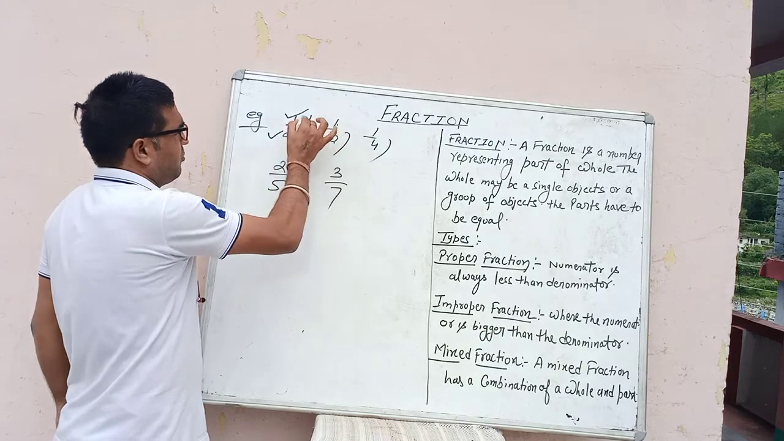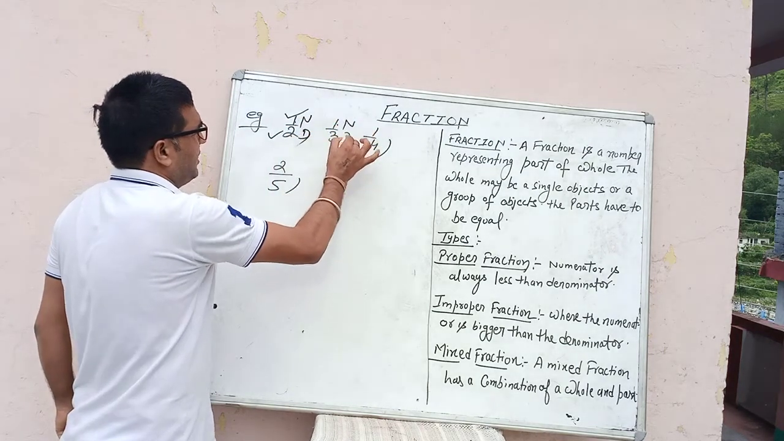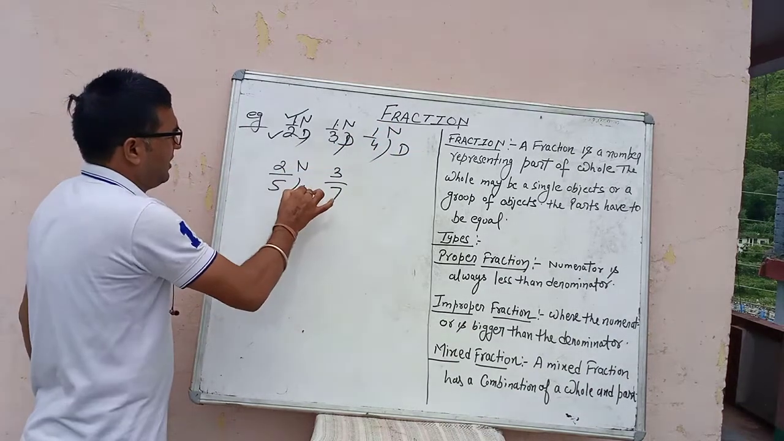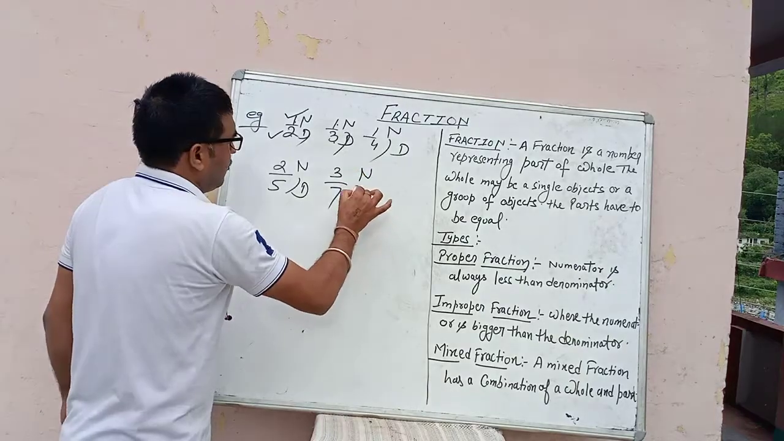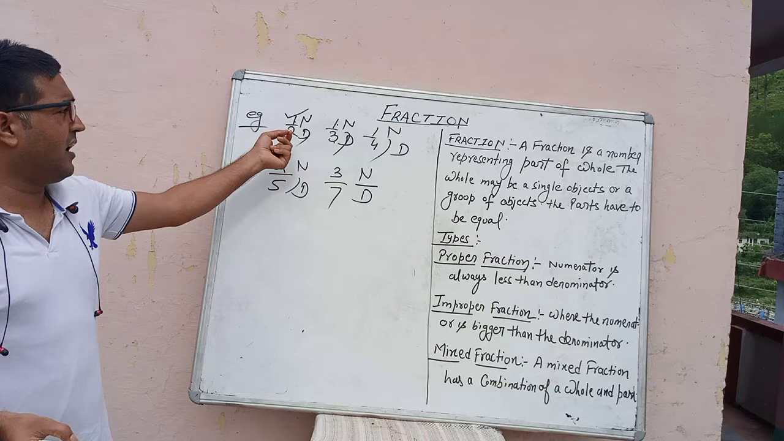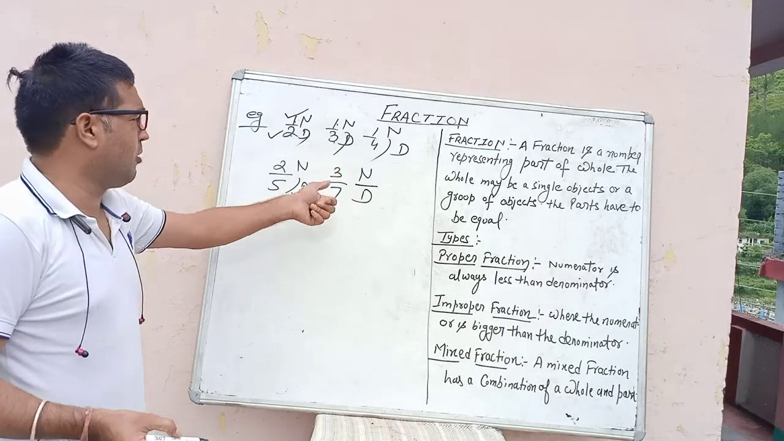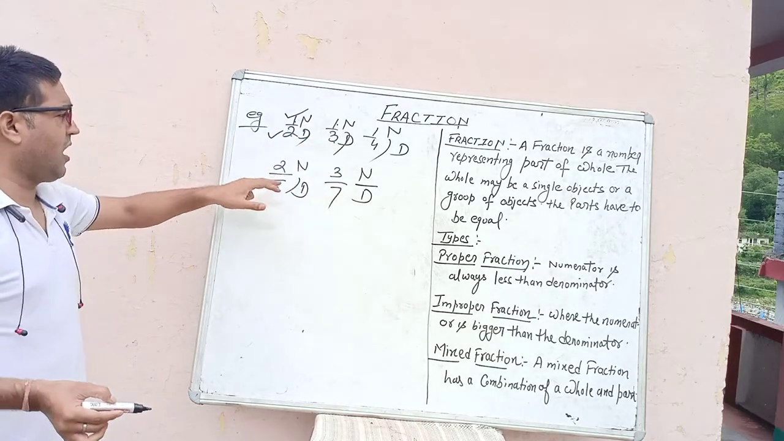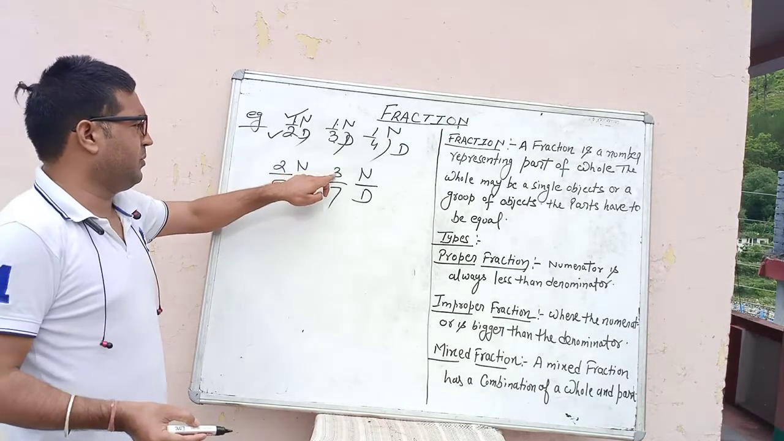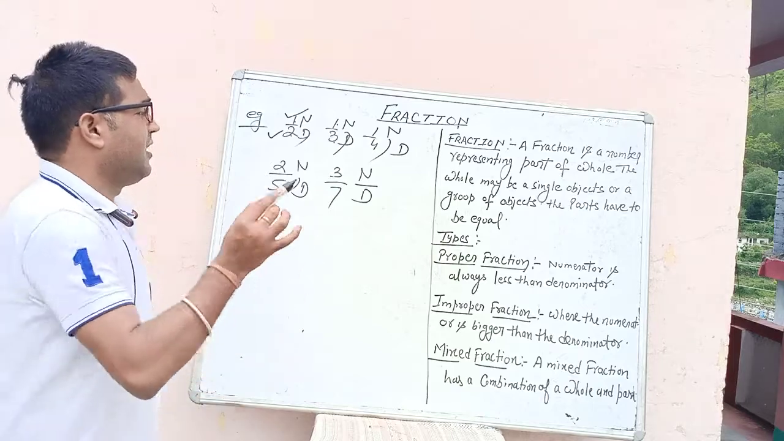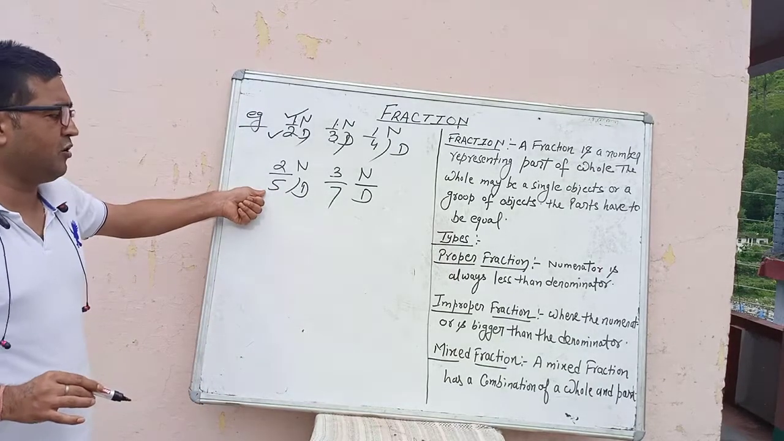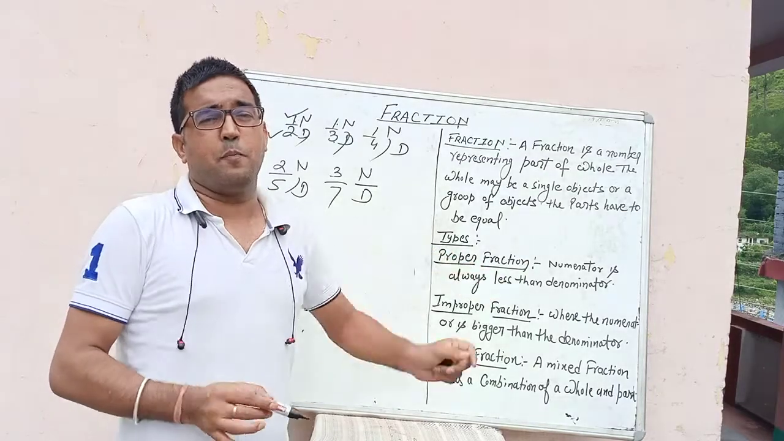This is numerator, this is denominator, and so on for each fraction. So what we have seen here is that in all the fractions the numerator is less than the denominator. So a fraction in which the numerator is less than the denominator is called a proper fraction.